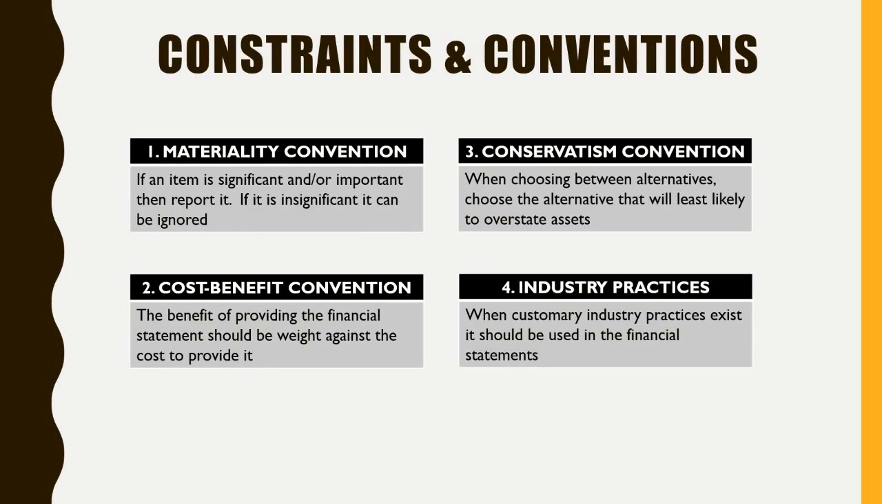Let's go ahead and talk about last but not least. The last four principles here are going to be your constraints and your conventions, okay? Now, in this case, number one is going to be the materiality convention. This is if a transaction or an item is significant enough for you to be able to record it. If it's not, then just ignore it. Okay? So in context, what does that mean?